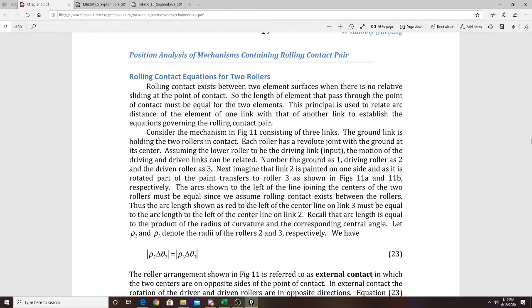This principle is used to relate the arc distance of an element of one link with that of another link to establish the equations governing the rolling contact pair. So essentially what it is saying is that as both of the rollers, or two surfaces, come into contact with each other, and one is rolling, the amount of distance on the circle as we roll, let's say it looks something like this, and it's in contact with this surface right here.